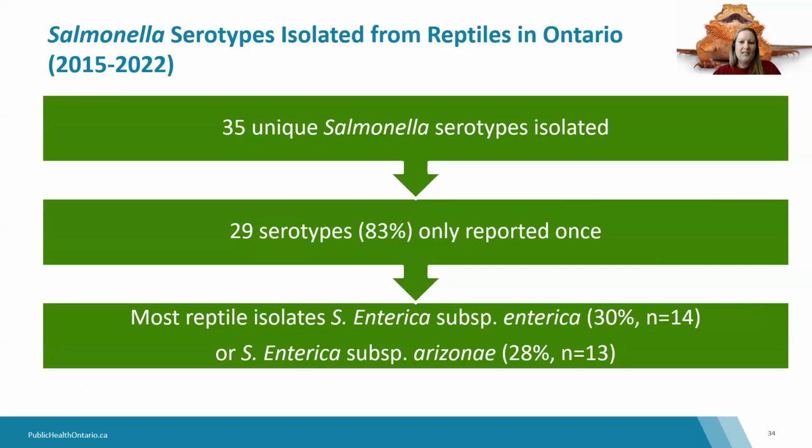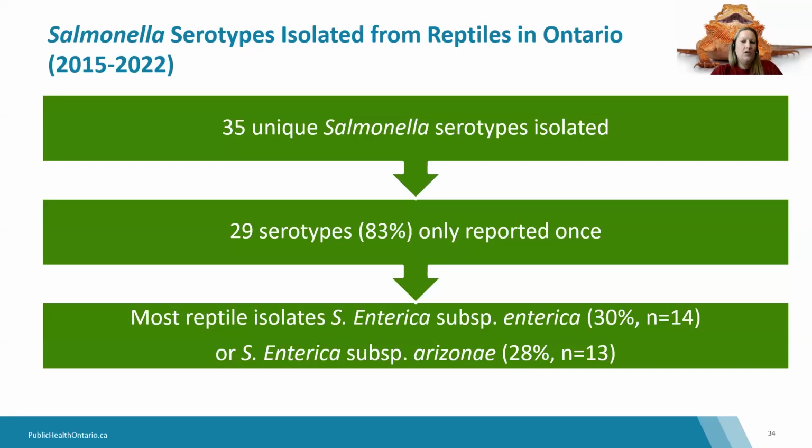We then looked at the reptile isolate data for the same time period, and we were interested to see if we saw the same serotype and reptile associations that we did in the human data set. Here, there were 35 unique serotypes, with most of these, again, only reported once. Similar to the human isolates, most were also Salmonella enterica subspecies enterica. However, Salmonella enterica subspecies arizonae was also common.